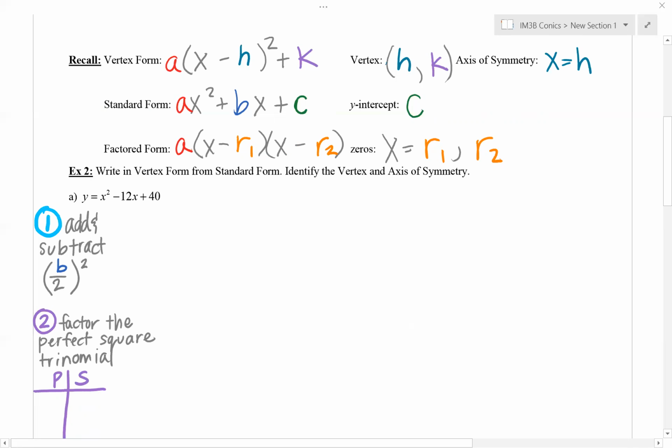So we're going to start with given something in standard form and write it in vertex form. So we're going to use that strategy that we used in example 1 to complete the square.